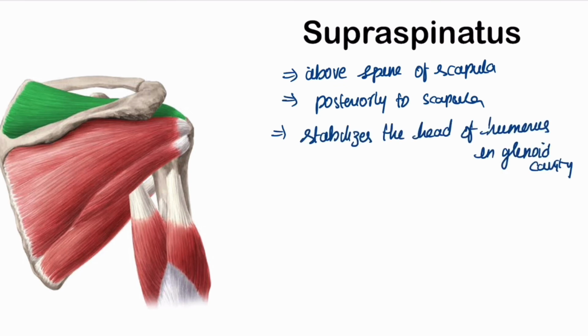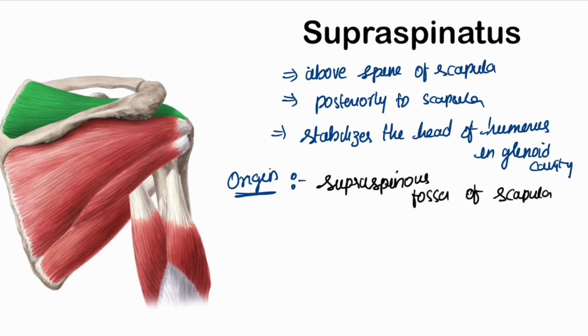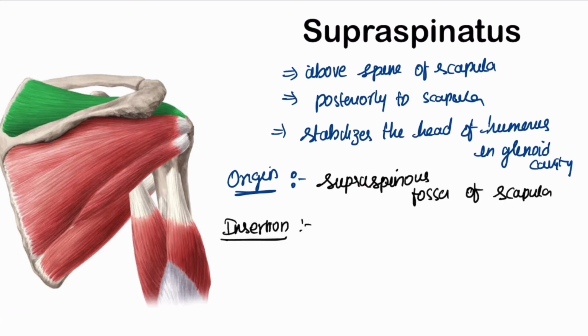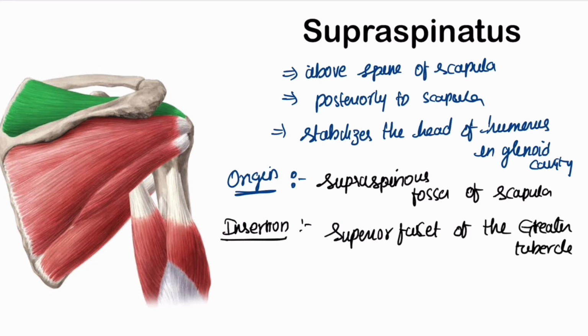Now let us see the origin. It originates from the supraspinous fossa. Insertion. It inserts onto the superior facet of the greater tubercle of humerus. This is originated from the supraspinous fossa of the scapula, and it inserts onto the superior facet of greater tubercle of the humerus. And that's all about the origin and insertion.